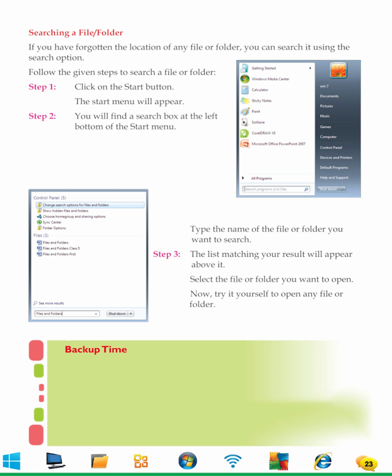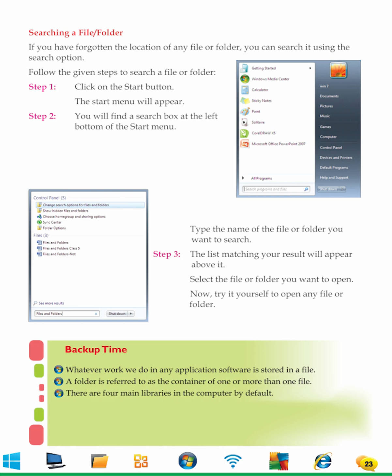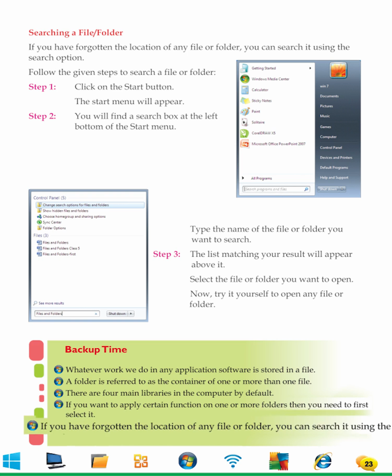Backup time. Whatever work we do in any application software is stored in a file. A folder is referred to as the container of one or more than one file. There are 4 main libraries in the computer by default. If you want to apply certain function on one or more folders, then you need to first select it. If you have forgotten the location of any file or folder, you can search it using the search option.